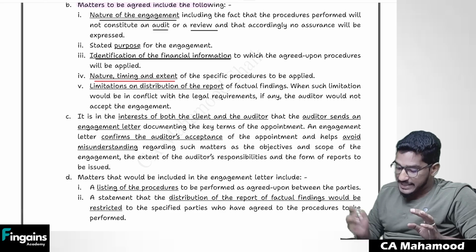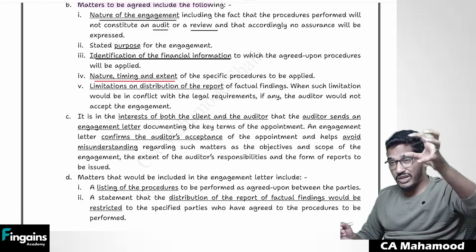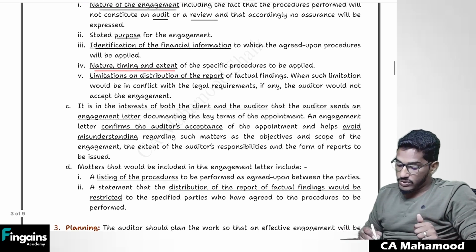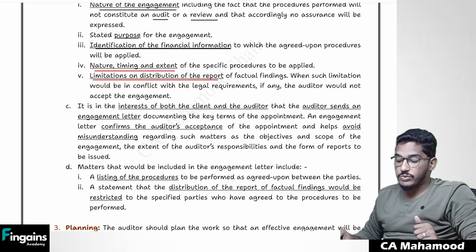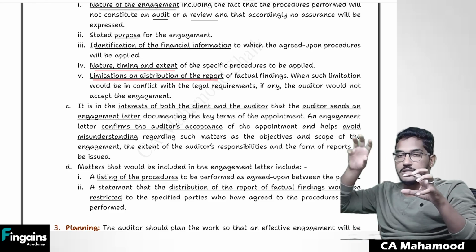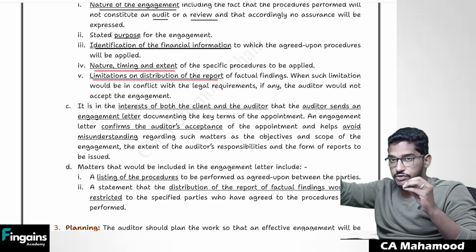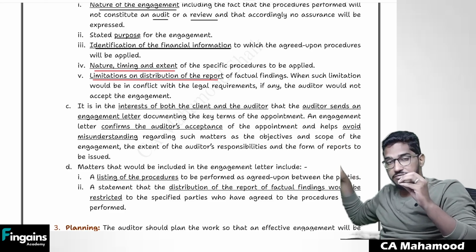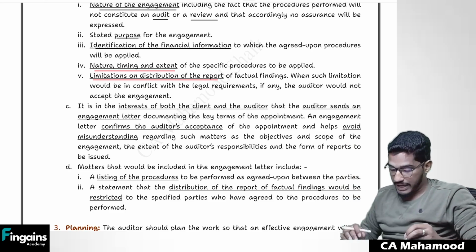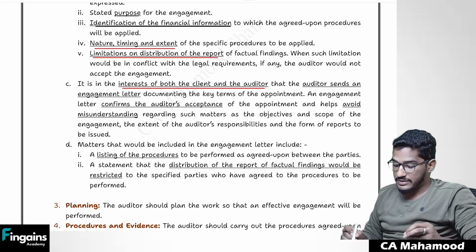And nature, timing and extent of the specified procedures. Then write in that engagement letter what nature of procedures you are performing, what extent of procedures you are performing, what timing of the procedures you are performing. And also limitations on distribution of the report of factual findings. Finally, whatever report you give now, in which you will include the factual findings, to whom it will be circulated. Is there any restriction on distribution? Should this report be made available only to few people, or should this report be made available to everybody? So you have to include in the engagement letter, are there any limitations on the distribution of the report of factual findings?